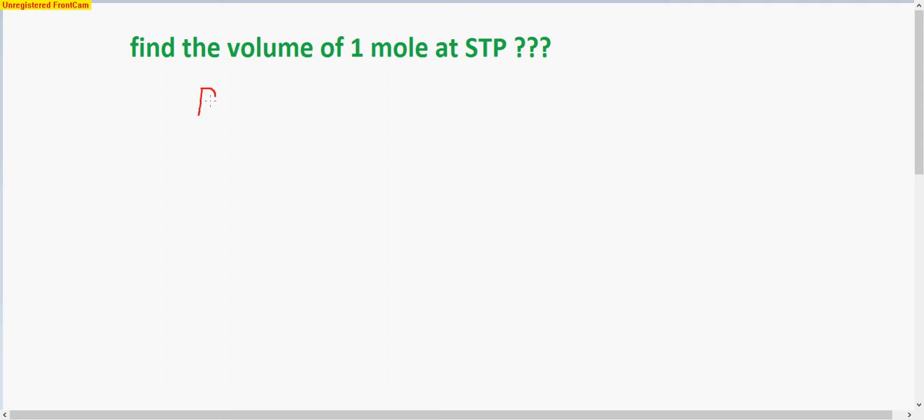Okay, first of all I'll write the equation. PV is equal to nRT, right? Okay, what is the pressure? STP. What is standard pressure? 1 atm, right? Let it be 1. We don't know the volume. What is the number of moles? 1 mole, right? Therefore 1.